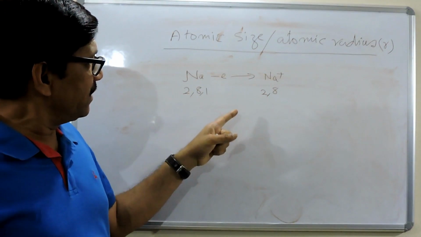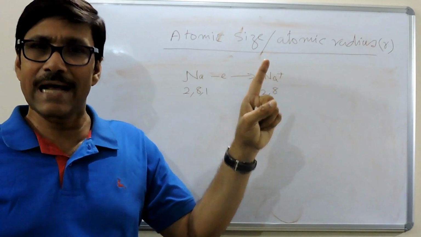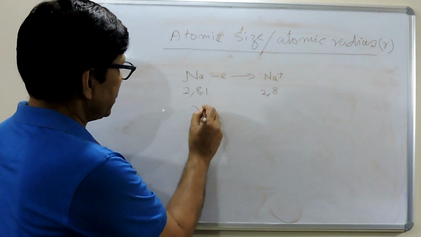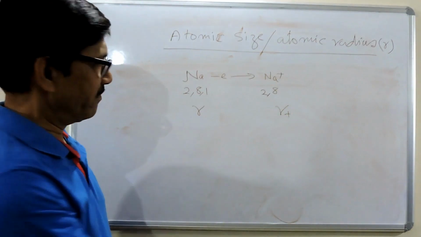So similarly, the size of a cation, we also call it cationic size. Suppose if the atomic size is R, then let us call the cationic size R plus.